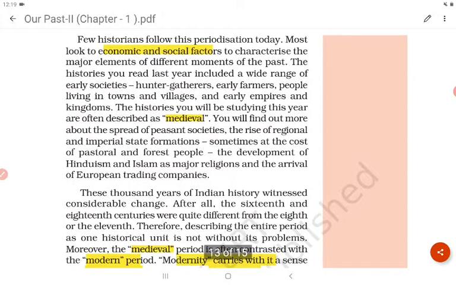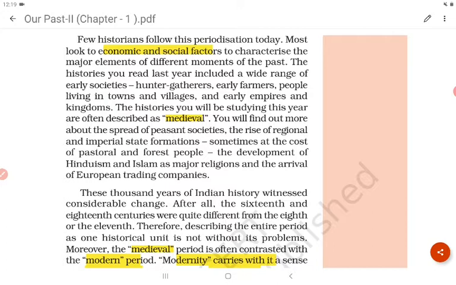Few historians follow this periodization today. Most look to economic and social factors to characterize the major elements of different moments of the past. The histories you read last year included a wide range of early stories: hunter gatherers, early farmers, people living in towns and villages, and early empires and kingdoms.